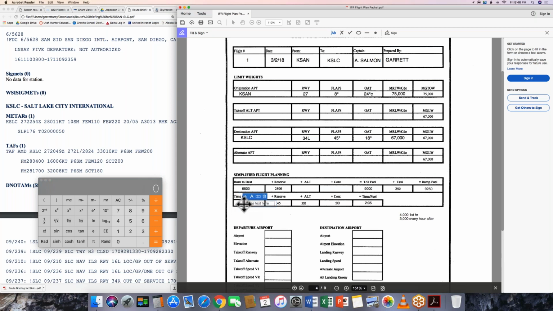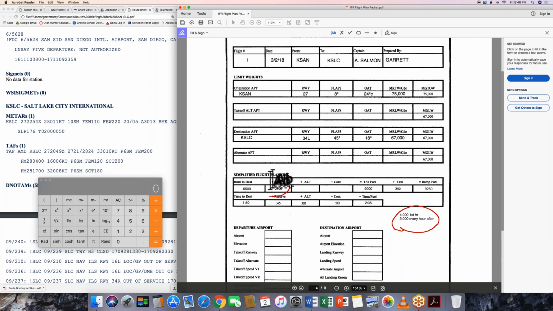I just remembered what the difference is. So the big difference between the 4,000 and 3,000 is the fact that this is just a rough estimate. So when we're calculating this number, that's just to get us in the ballpark.